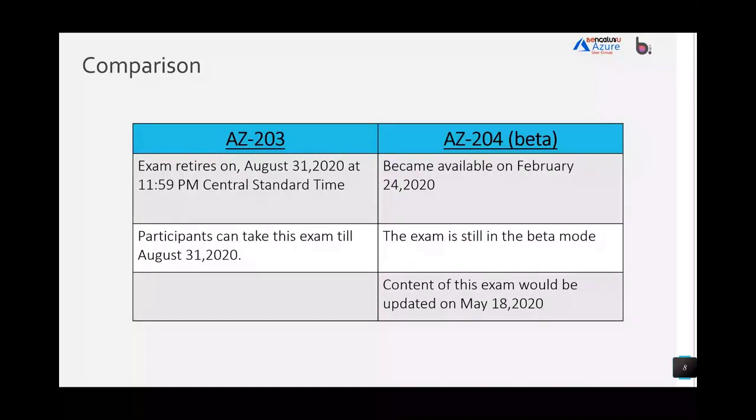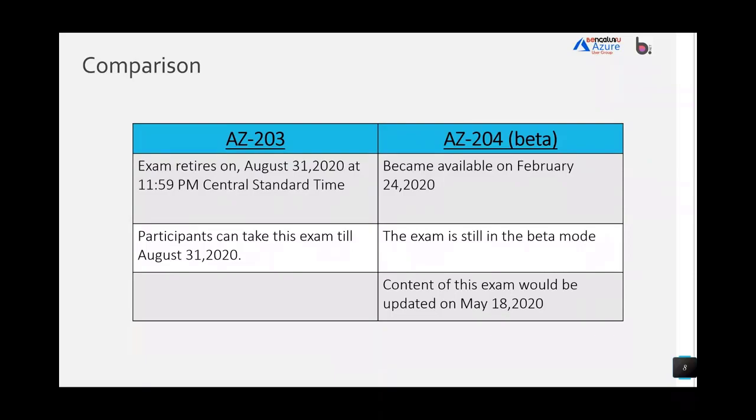Now you can see this AZ-203 expires, or you can say retires, on August 31st. So you still have 4-5 months to appear for this examination, right? And at the same time, beta is also available for 204, which would be the live examination from August 31st, right? And again, Microsoft has announced that on May 18th, on Monday, some of the content for this examination would be updated. So still it is in beta, something would be updated, something would be changed. So if you want to appear for this examination right now, what I think is 203 is the best one.